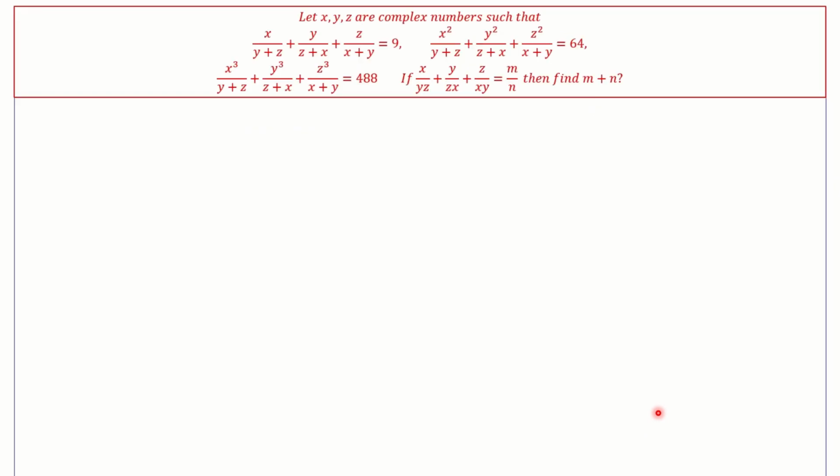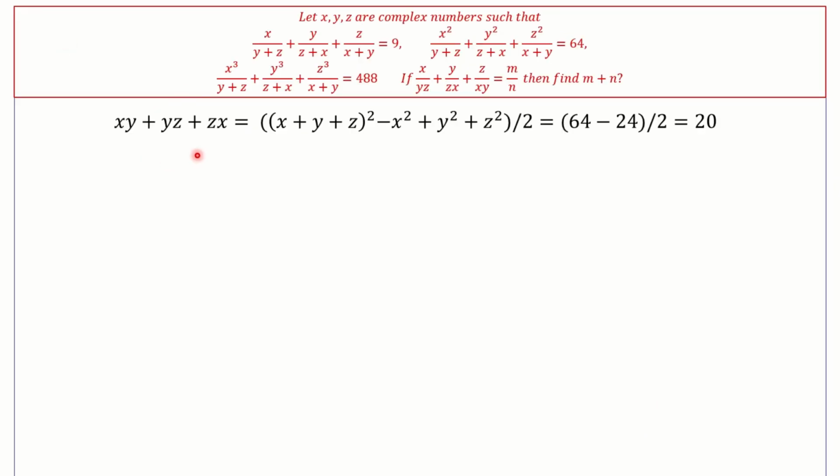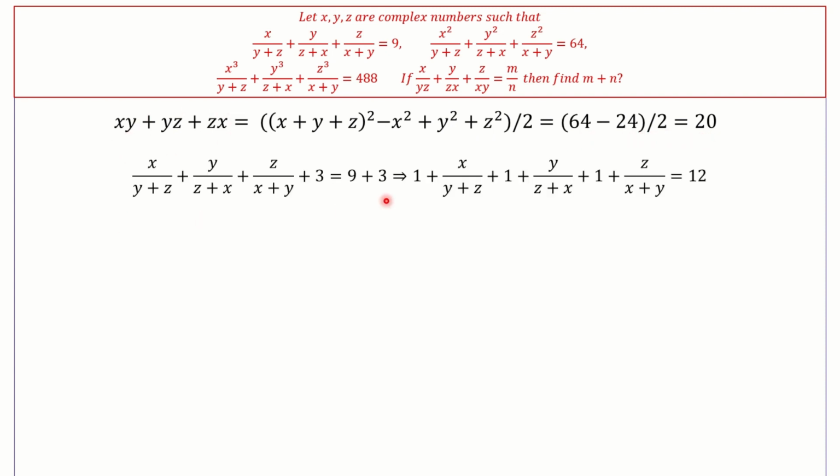So let's see. You need to remember this equation: xy plus yz plus zx equal to x plus y plus z whole square minus, there is a bracket here, I'm just missing, minus x square plus y square plus z square, that means minus x square minus y square minus z square, divided by 2. So you substitute all the values, what you will get is 64 minus 24 by 2, which is equal to 20. So this is 20.